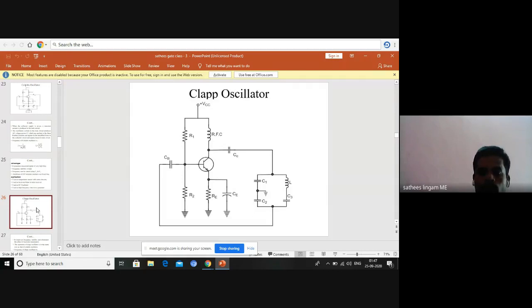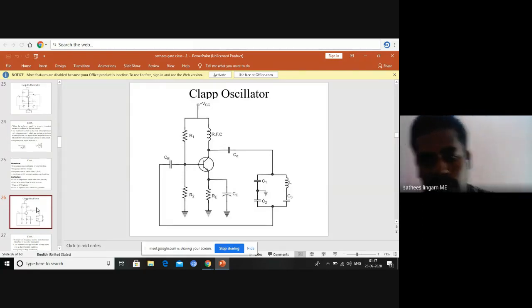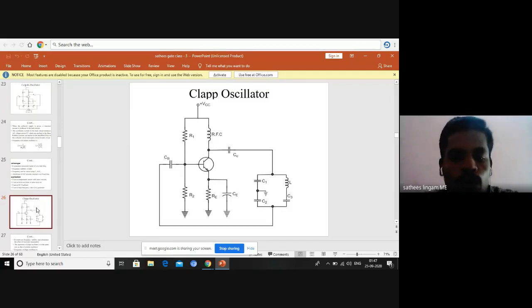Now from that, the amplification is also done. Because it is connected to the base, it acts as a feedback loop. The feedback is positive feedback. Always keep in mind: oscillator means positive feedback, amplifier means negative feedback. So at last it is creating a feedback loop.